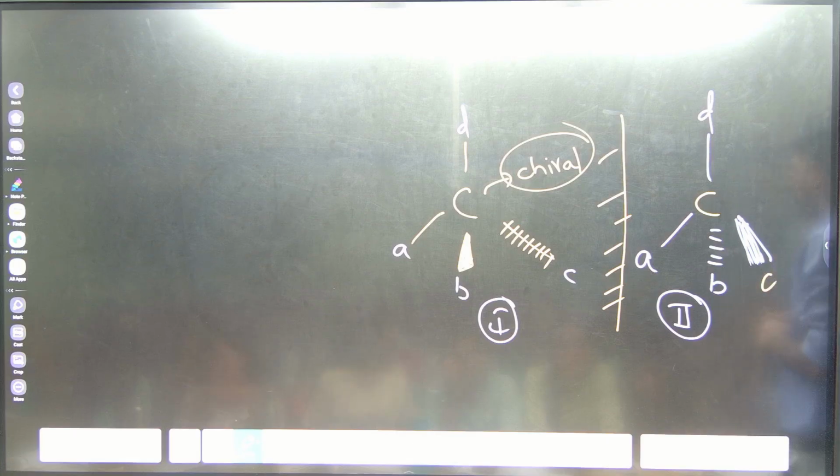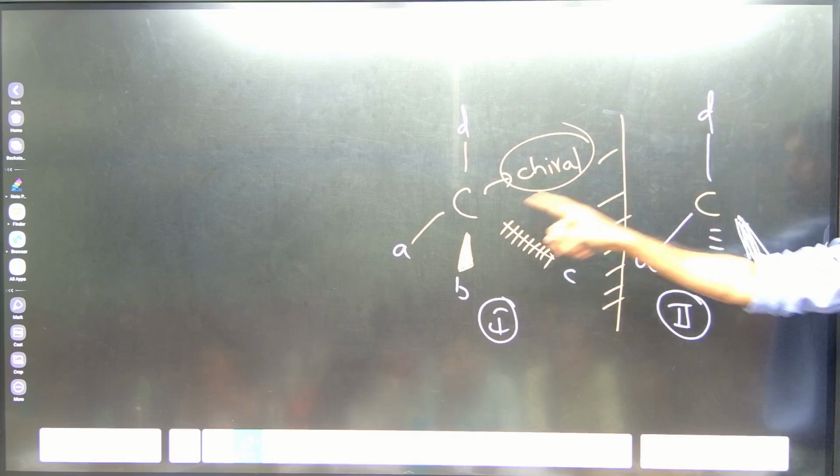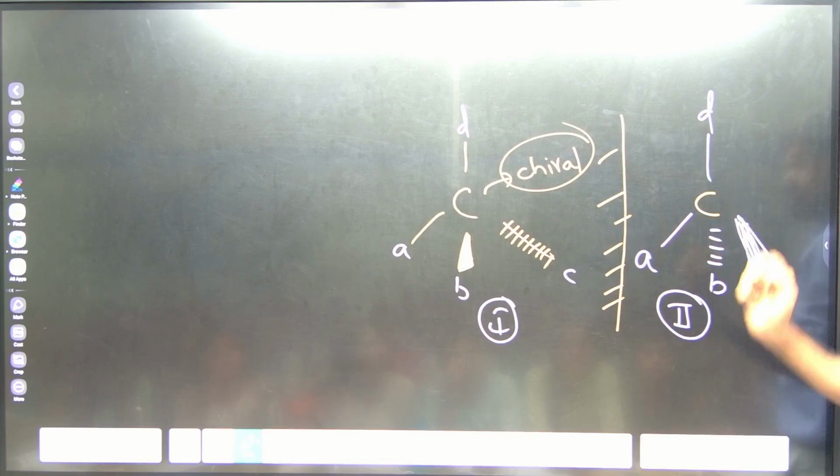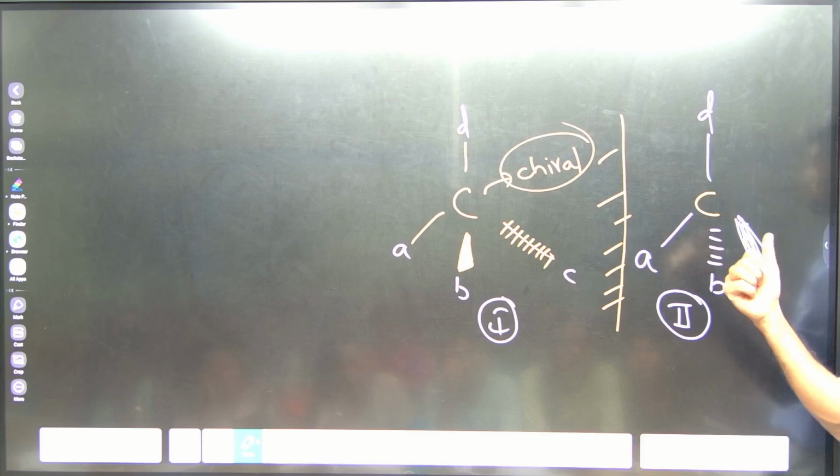What happens? DD merges because same plane. CC also merges, same plane. AA also merges, same plane. But what about this? Here B will be above the plane, this B will be below the plane.